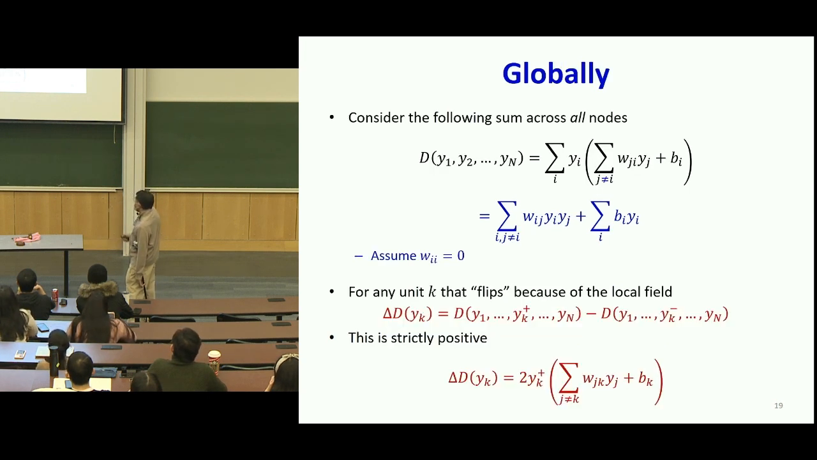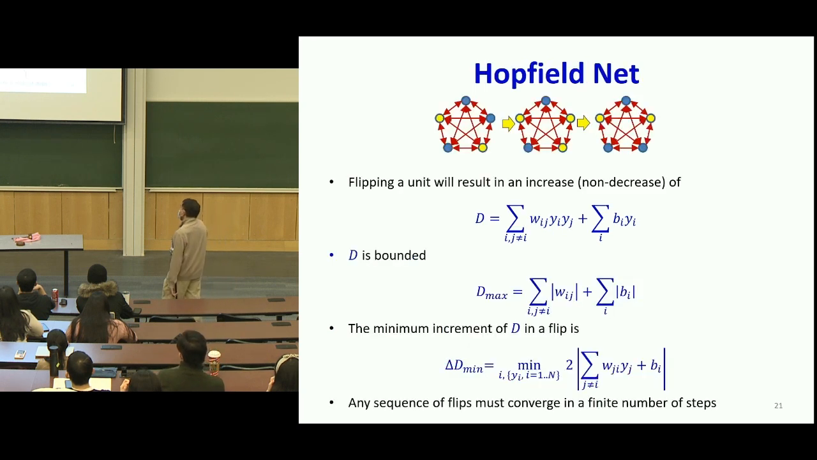I just move this yi in. That's going to be summation over i and j of wij times yi yj, plus summation over i of yi times bi. And so that's all I've written. That's over here. What is the largest value this can take?